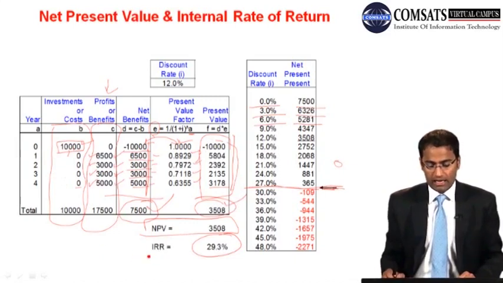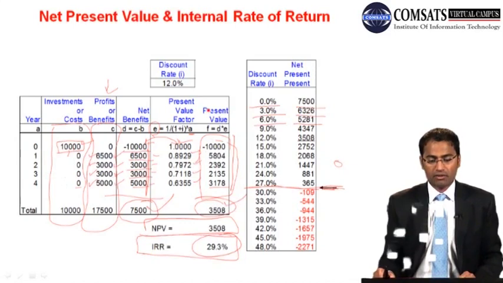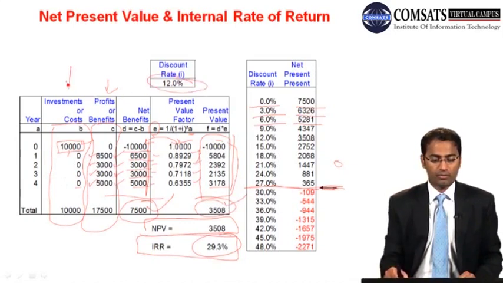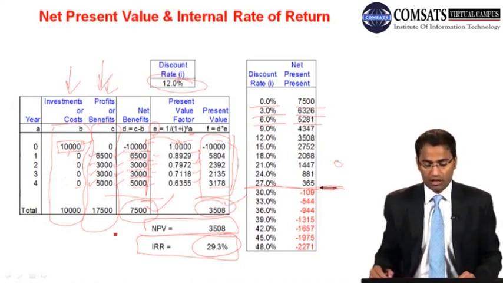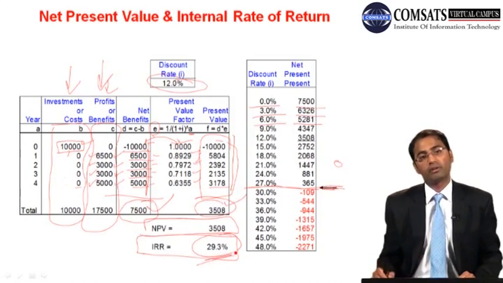Then comes IRR. This IRR is at a discount rate of 12%. Your cost and profits are discounted at 12%. So then you are having this 29.3%.